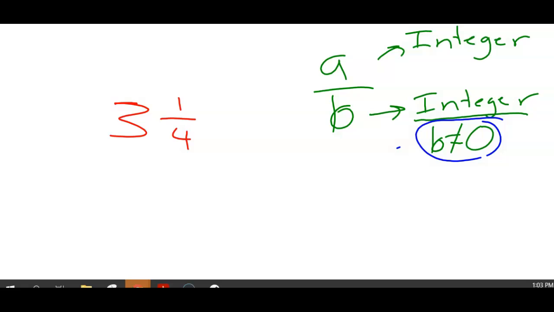Exactly. That is equal to 13/4. 13 is an integer, 4 is an integer. Questions? All right. On your paper, next to what is a rational number, I want you to write 5 different rational numbers.